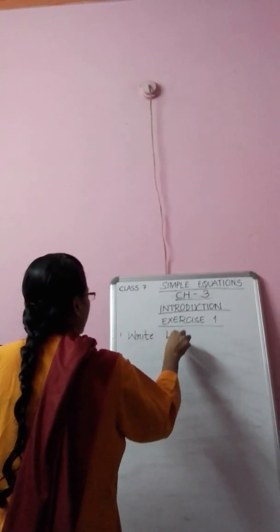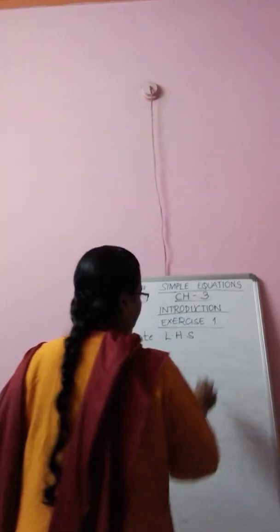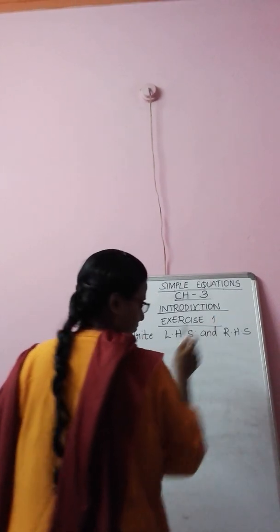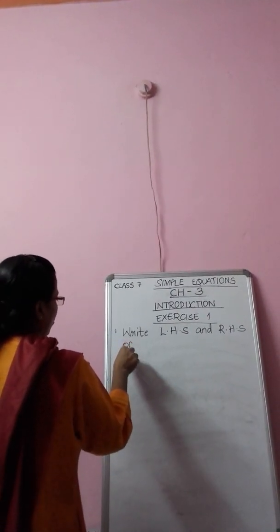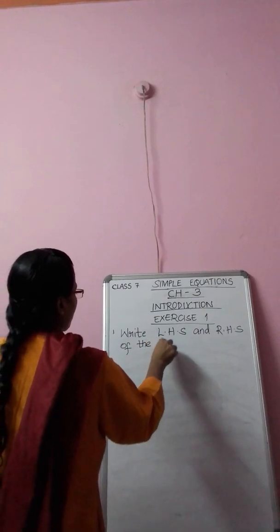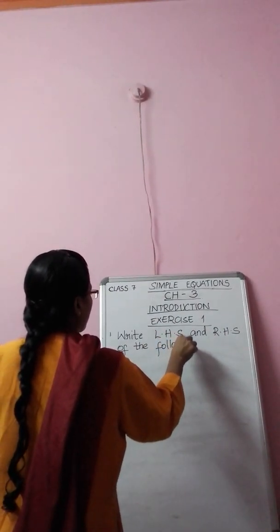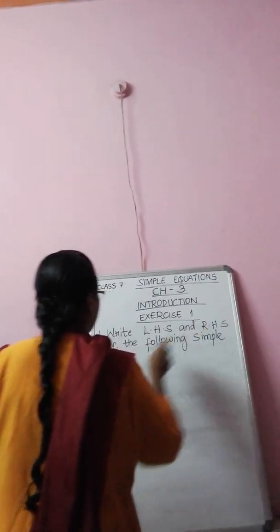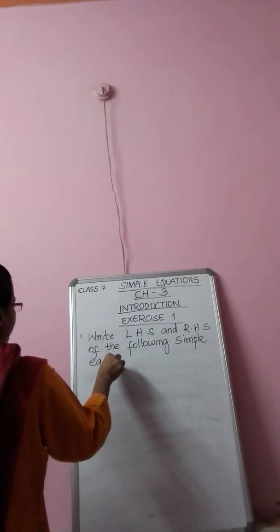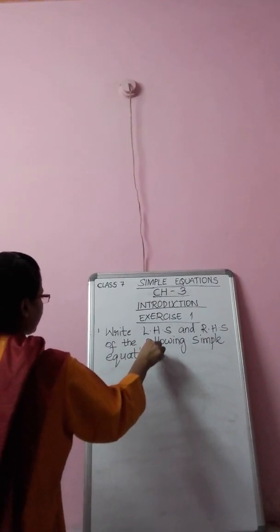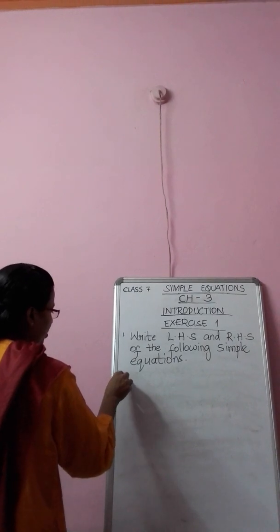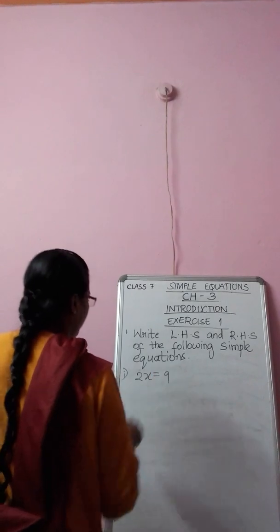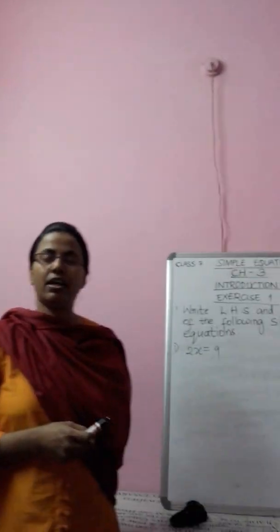Write L.H.S and R.H.S of the following simple equations. First bit in this is 2x is equal to 9.